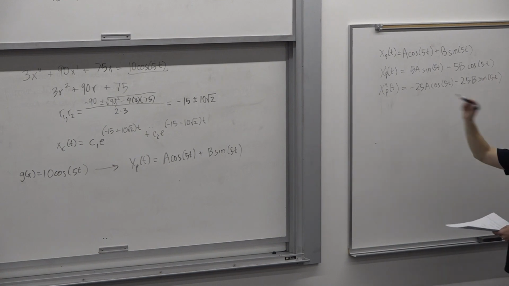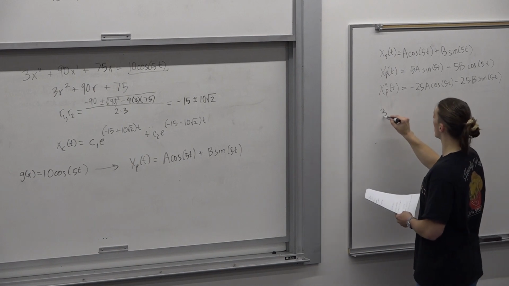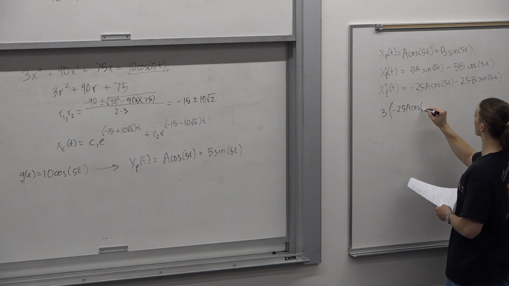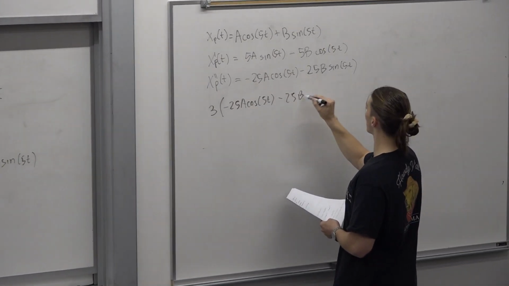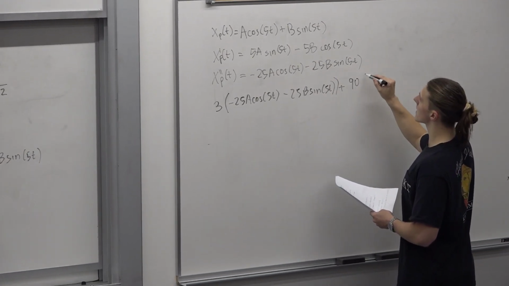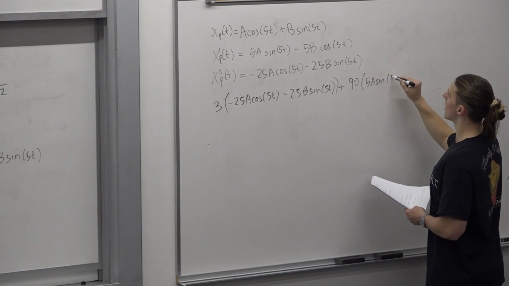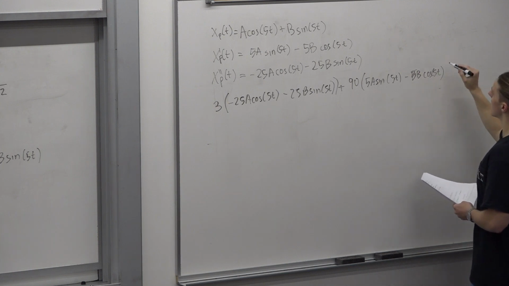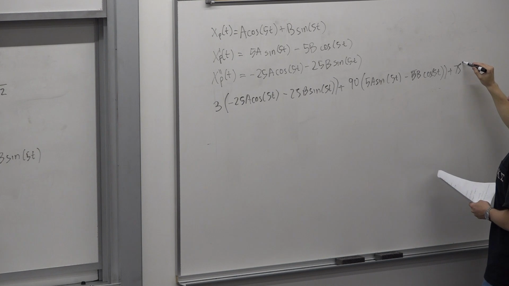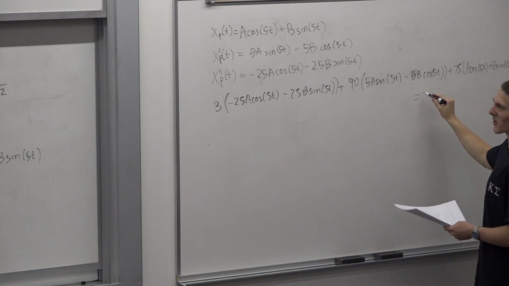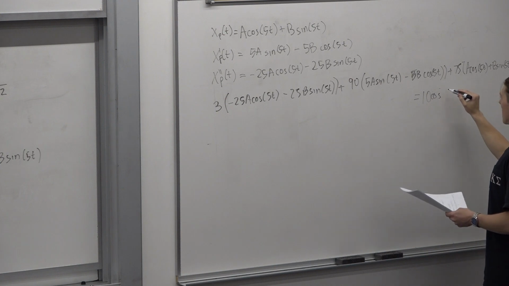Doing all of that, we plug it right back into our original equation. 3 times negative 25a cosine 5t minus 25b sine 5t, plus 90 times negative 5a sine 5t plus 5b cosine 5t, plus 75 times a cosine 5t plus b sine 5t. You guys get it. And then we set that all equal to 10 cosine 5t.